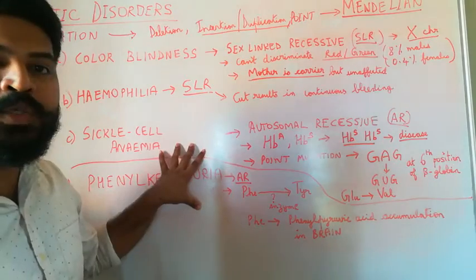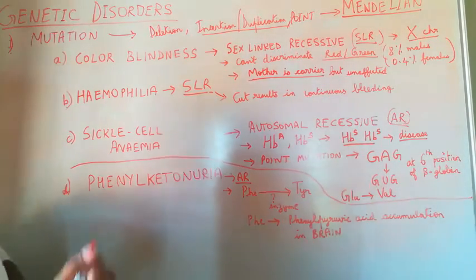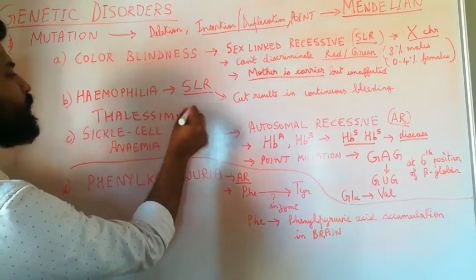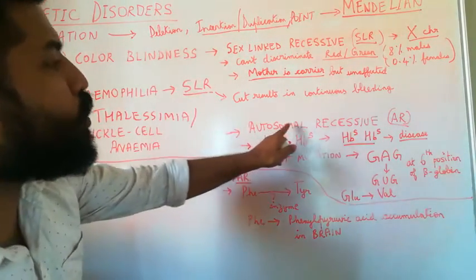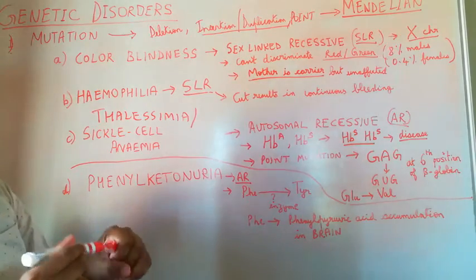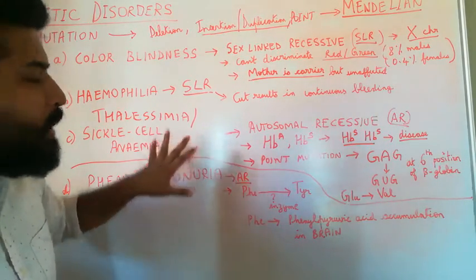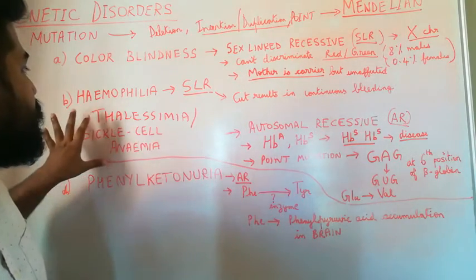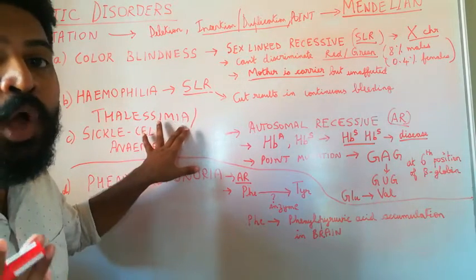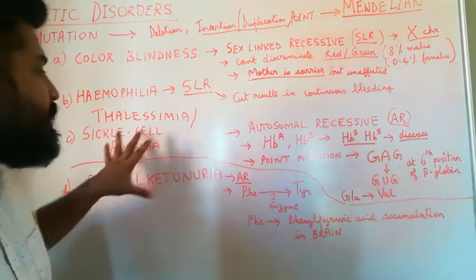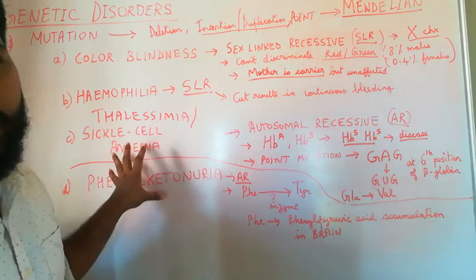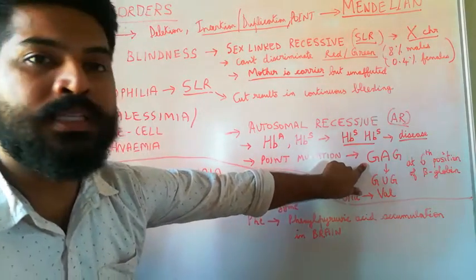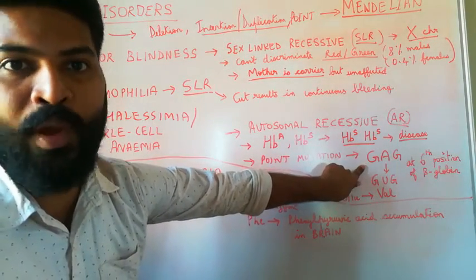Something similar to sickle cell anemia, we have what is called thalassemia. Thalassemia is also an example of an autosomal recessive disorder. The difference between thalassemia and sickle cell anemia is that thalassemia is a quantitative disorder, whereas sickle cell anemia is a qualitative disorder. Here, there is a change in the gene, a wrong gene is produced because of point mutation.